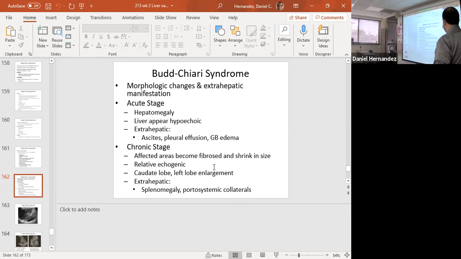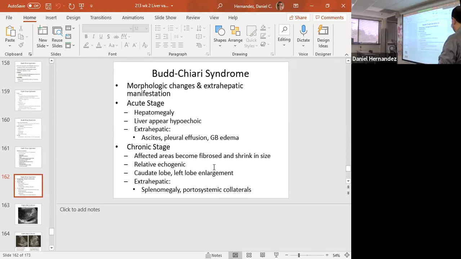So this is the body's attempt to take some of that stress off, remove blood volume, so it removes water out of the blood. That's what creates the ascites and the pleural effusion. As it progresses in the more chronic stages, the affected areas become fibrosed. They start to shrink in size. So when they become fibrosed, the tissue becomes more echogenic, more heterogeneous.